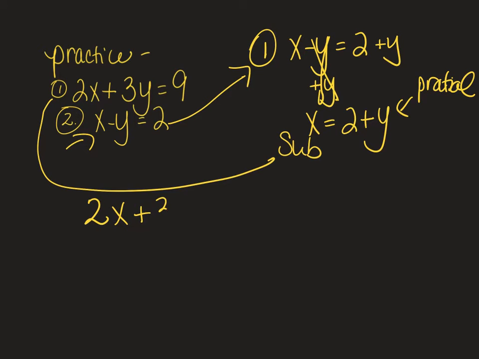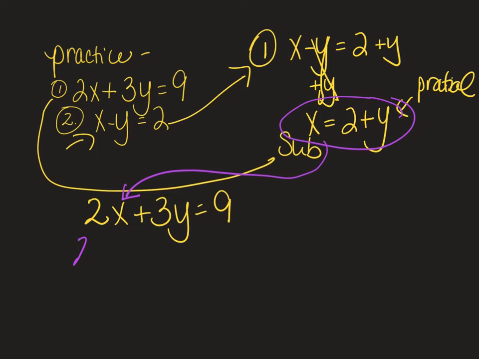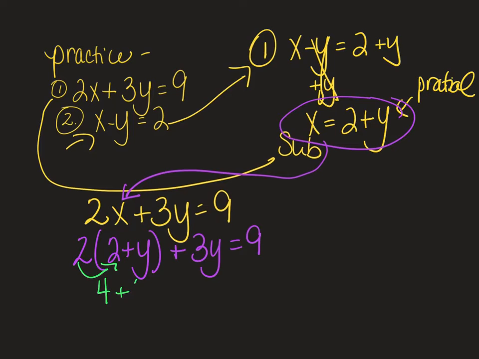2x plus 3y equals 9. I'm going to substitute my partial value of x in right here, which would put this 2 times (2 plus y) plus 3y equals 9. Then I'm going to do my distributive property. 2 times 2 is 4, plus 2 times y is 2y, plus 3y equals 9.